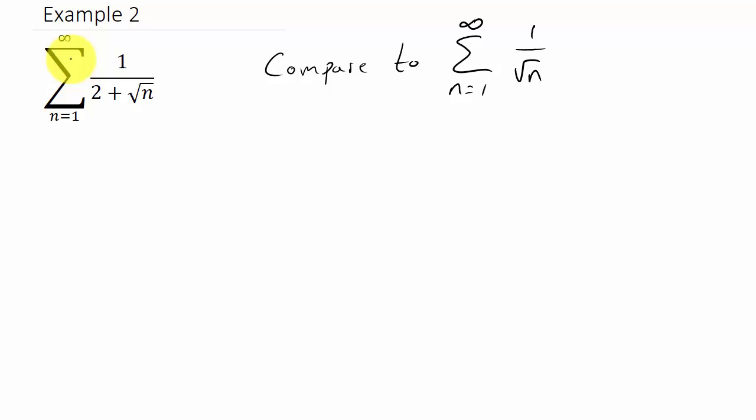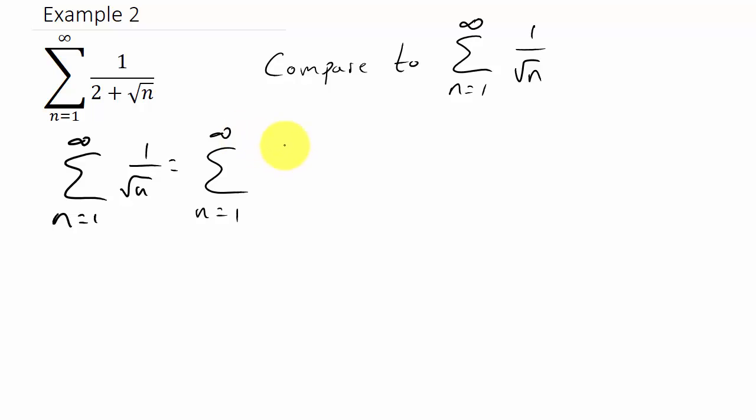Alright, so I need to figure out what this series here does. I'm going to determine if it converges or diverges. So I've got the series n equals 1 to infinity of 1 over square root of n, which is equal to summation n equals 1 to infinity of 1 over n to the 1/2. I just changed square root to n to the 1/2.